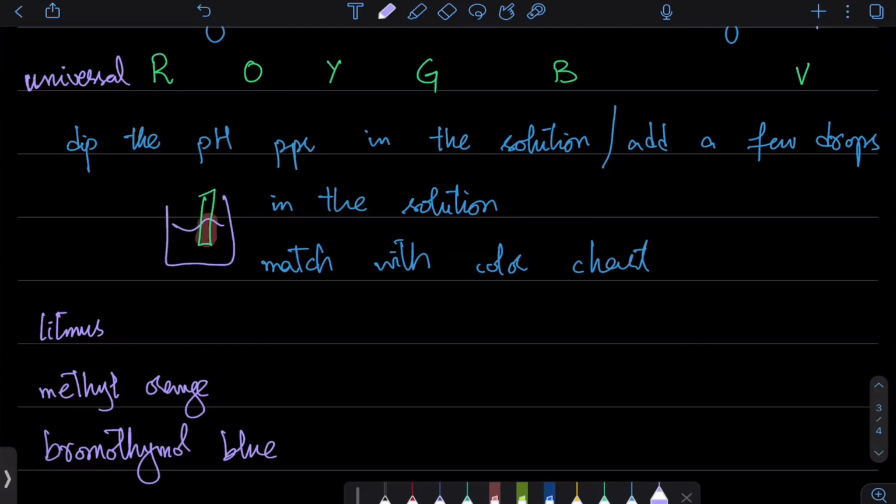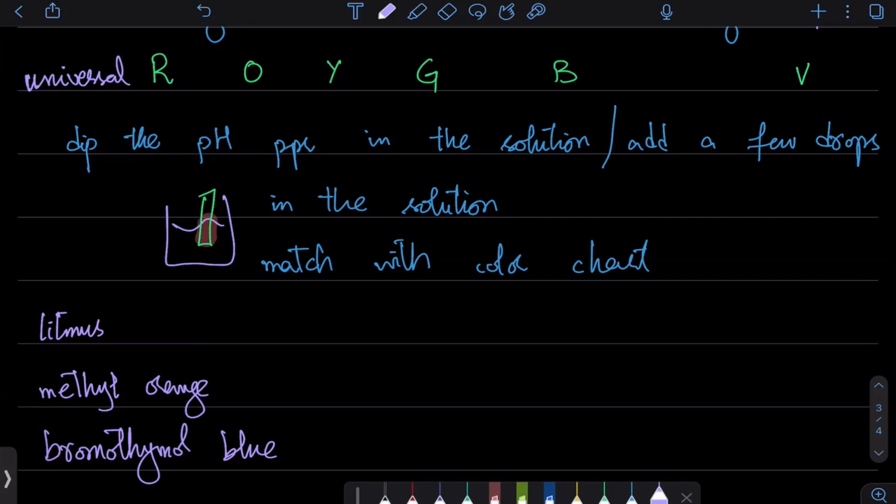Now, these indicators, they are just telling me whether something is acidic or if it is basic. That's all. These cannot tell me what the pH is. The only information I can get from these is by knowing whether something is acidic or it is basic. Now, bromothymol blue is not in your syllabus.